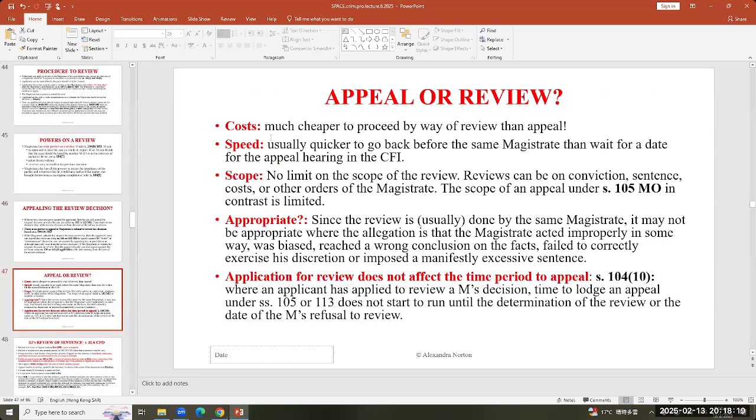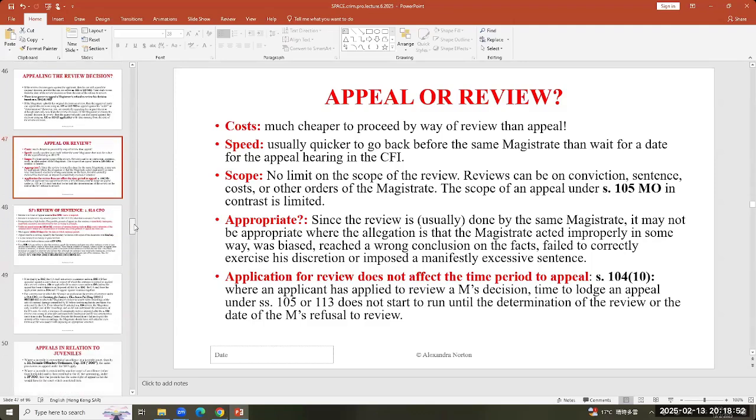So appeal or review, much cheaper to review, much quicker to review, wider powers on review, whereas the scope of an appeal under 105 is very restricted. Is it appropriate to review? Not if the magistrate was biased or exercised his discretion wrongly. And remember, if you review first, you can still appeal later because you have the 14 days from the date of the review. So most defendants will choose to review first rather than appeal.